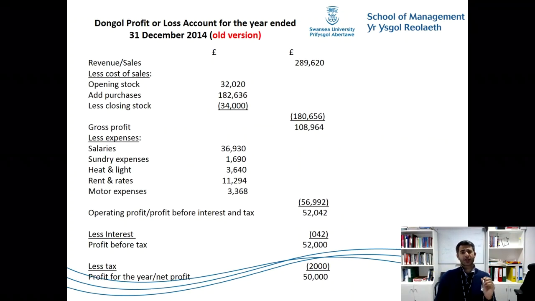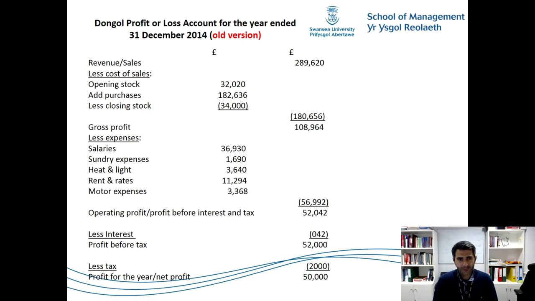So the first statement we covered is the statement of financial position, or we call it the balance sheet. Now let's come to the second statement. The second statement is called the statement of profit or loss, or income statement. This statement measures the profitability of the business, if the business is making a profit or is making a loss.